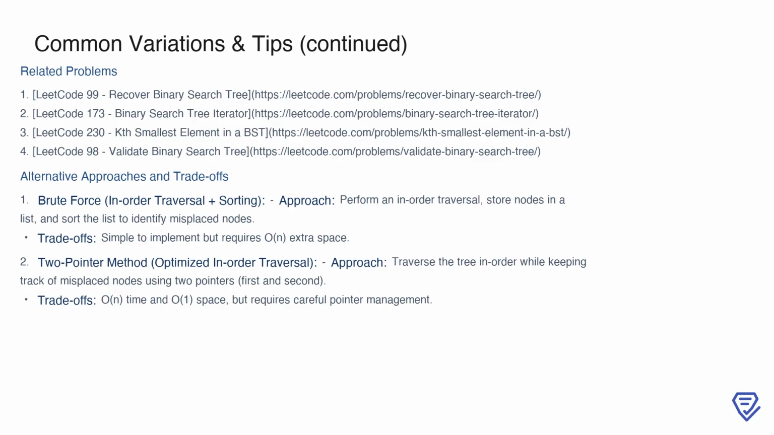A brute force method, for instance, involves performing an in-order traversal, storing nodes in a list, and then sorting that list to identify the misplaced nodes. While simple to implement, this approach uses O(n) extra space, which can be inefficient. On the other hand, the two-pointer method optimizes in-order traversal by keeping track of misplaced nodes using two pointers. This approach runs in O(n) time and O(1) space, but it requires careful management of these pointers to ensure correctness.